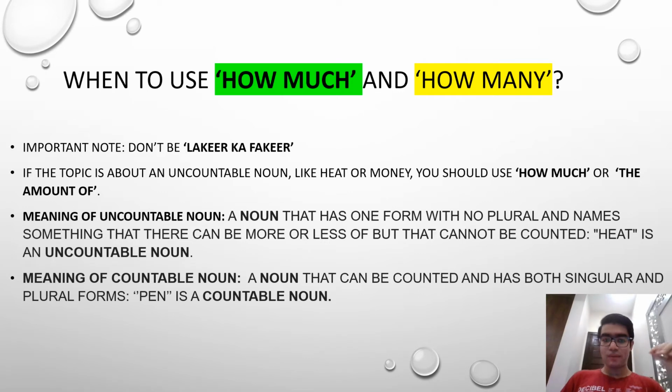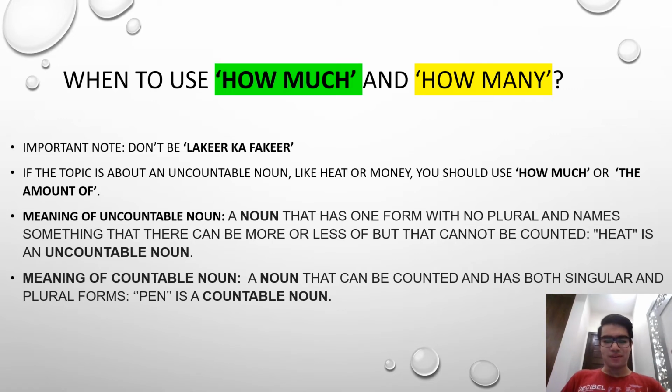If the topic is about an uncountable noun, for example heat, I mean, you can't count heat, right? If it's an uncountable noun, then you should use how much or the amount of. Okay, and now you may ask what's an uncountable noun. It's basically a noun that only has one form, and it has no plural form. If it doesn't have a plural form, that means you can't count it. So you can't say monies, you can't say heats, it's either heat or it's money.